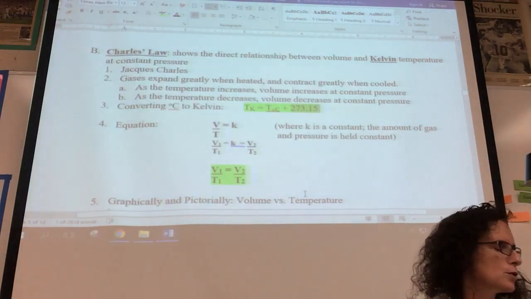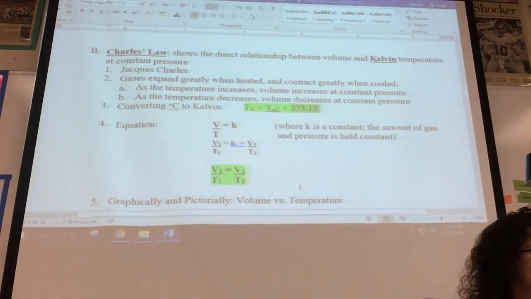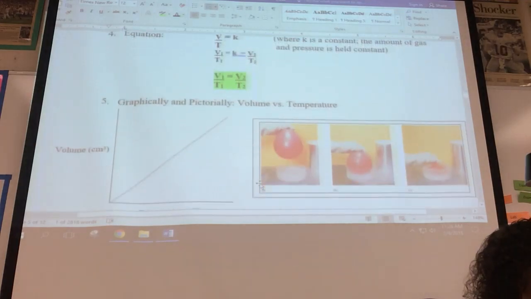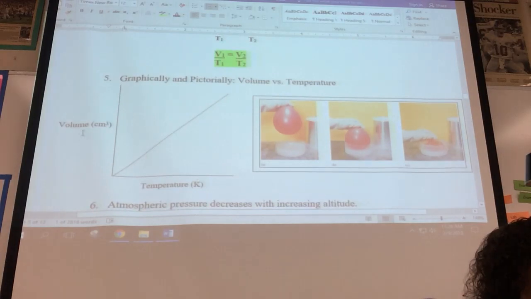So volume and temperature are directly related. When you want to show a direct relationship, you divide the variable, set equal to some constant, expand upon it for two sets of conditions, and Charles' law is right here. V1 over T1 is equal to V2 over T2. If you consider this graphically, volume versus temperature, as you increase temperature, volume increases as well. And you'll be generating such a graph in the lab.